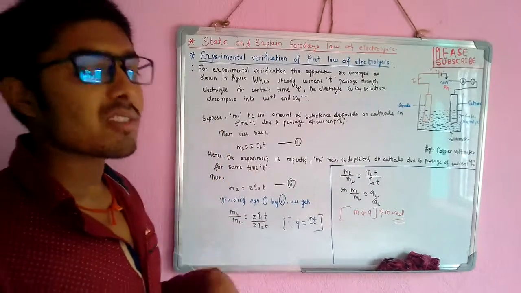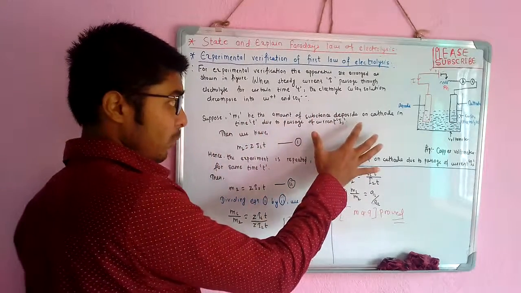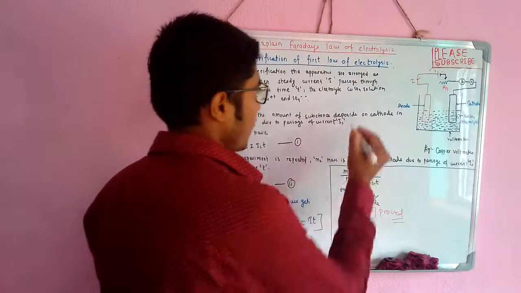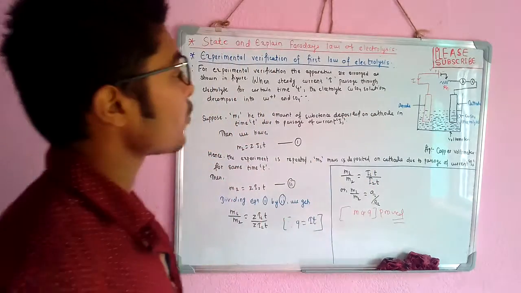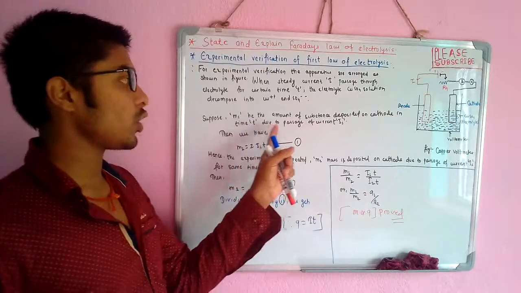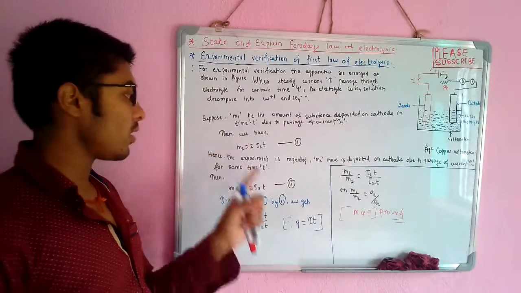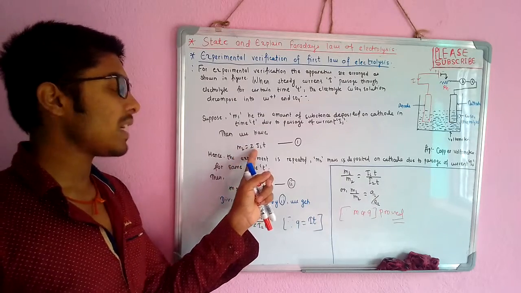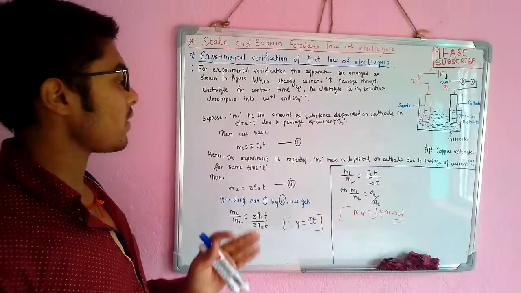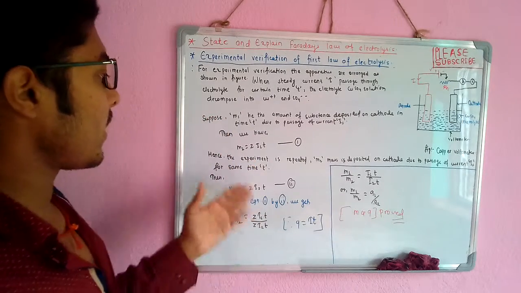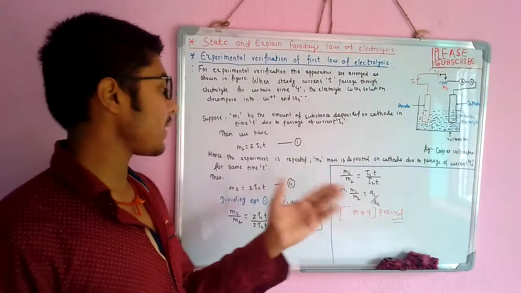Thereafter, suppose M1 is the amount of substance deposited on the cathode in time t due to the passage of current I1. Then from the first law, M1 equals ZI1t. This I have taken from the first law, and now the experiment is repeated. The same steps are repeated.